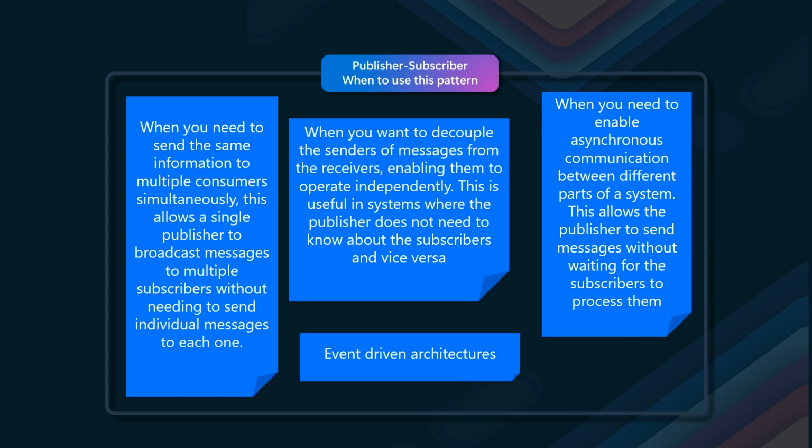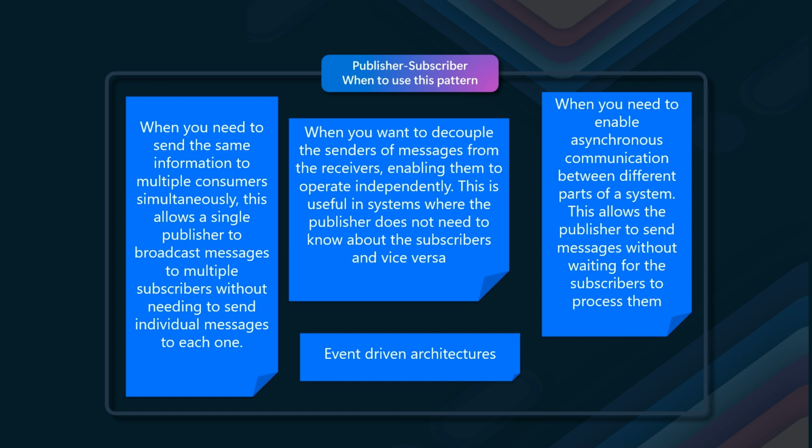Decoupling senders and receivers. When you want to decouple the senders of the messages from the receivers, enabling them to operate independently. This is useful in systems where the publisher does not need to know about the subscribers and vice versa. Asynchronous communication. When you need to enable asynchronous communication between different parts of a system, this allows the publisher to send messages without waiting for the subscribers to process them, improving the overall responsiveness and scalability of the system.